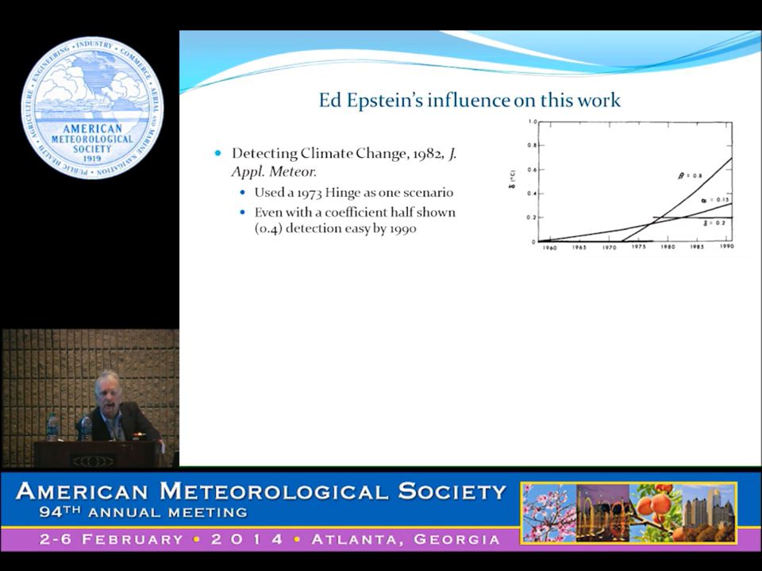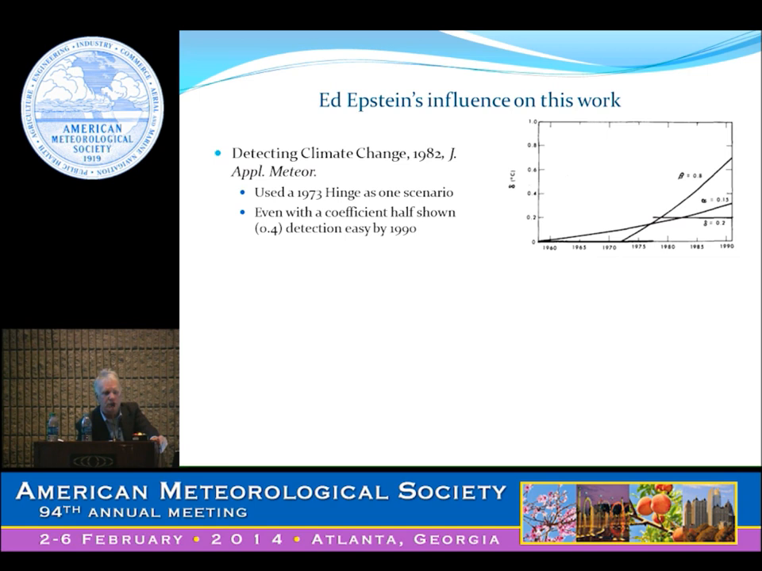Given each of these hypotheses, how confidently could we detect climate change 5 years from 1982, 10 years from 1982, 15 years from 1982? Because there was a lot of debate about whether or not the signal was detectable yet. And in fact, as we know now, it was really just getting started. Well, Ed concluded from this analysis that within 10 years, under any of these scenarios, we would be able to very confidently detect climate change, at least on a global scale.